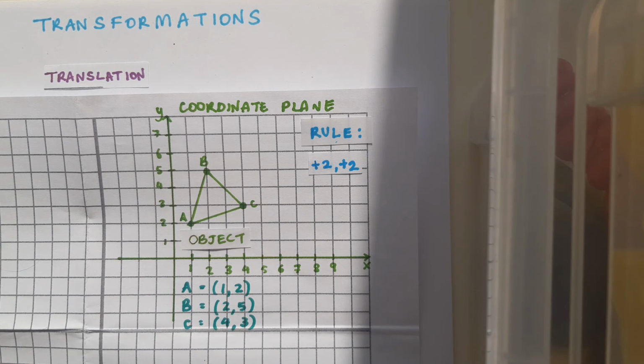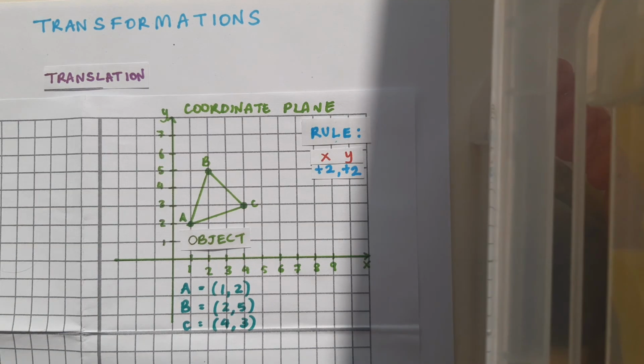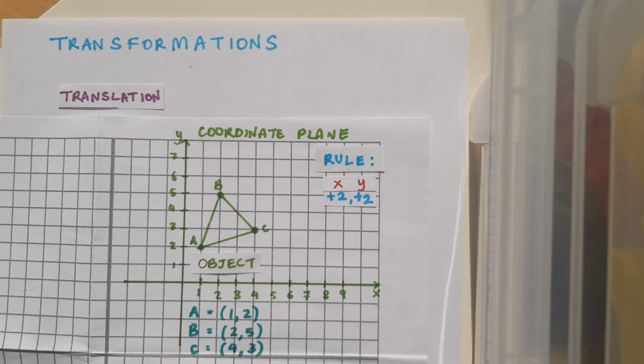On this particular example, I want to use the translation +2 +2. The first +2 refers to the x component of each coordinate, and the second +2 refers to the y part. So the effect of this particular translation is going to be to move every point 2 places to the right and 2 places up. So 2 places in the positive x direction and 2 places in the positive y direction.